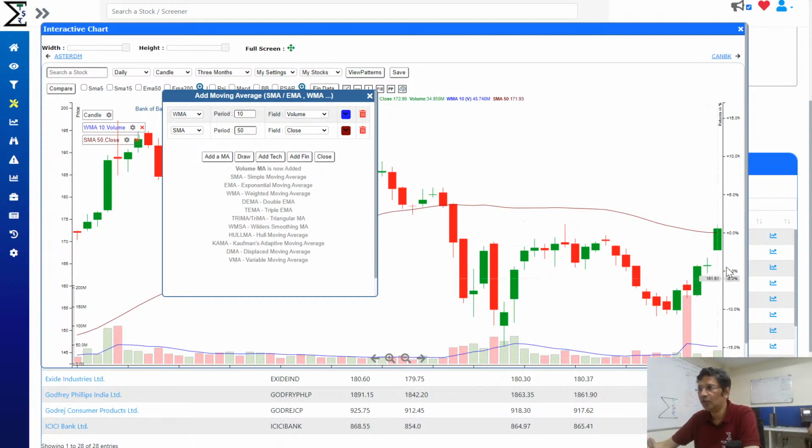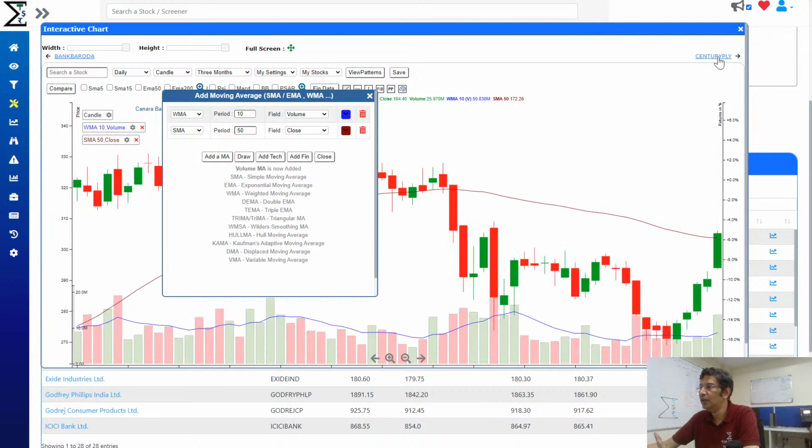But looking at the structure, this looks like a better entry compared to the previous one. This one looks even better as an entry, right? There's good sort of momentum getting built there. Good momentum getting built there, right? This looks like the moving average is also higher, right?